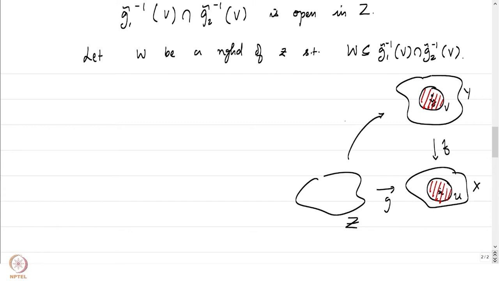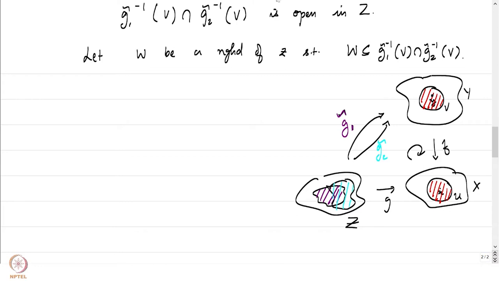Now, there is the map G here, there is the map F here, there is this map G1 tilde, and there is this map G2 tilde, where all these diagrams commute. If you pull back G1 tilde inverse V, we end up with some set like this, and so this is going to be under G. So let me just map this with a purple, and let me use blue to capture G2 tilde. So this is going to be the purple, which is capturing G1 tilde inverse of V, and the blue will capture G2 tilde inverse of V.